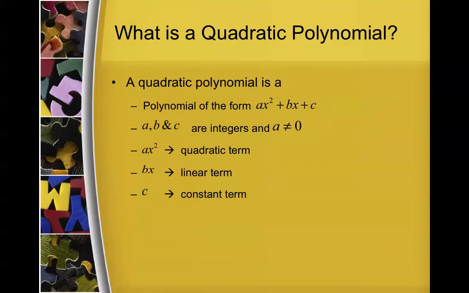So first of all, what is a quadratic polynomial? A quadratic polynomial basically is just a polynomial of the form ax squared plus bx plus c, where a, b, and c are integers and a does not equal 0. In this polynomial, ax squared is your quadratic term, bx is your linear term, and c is your constant term.